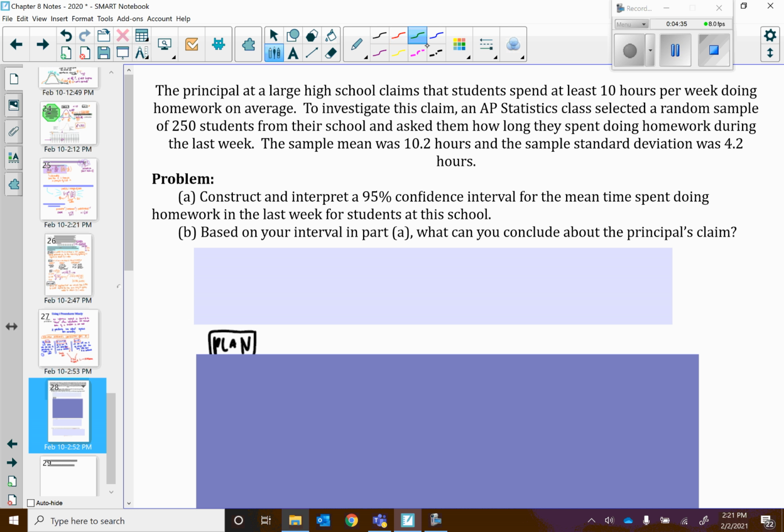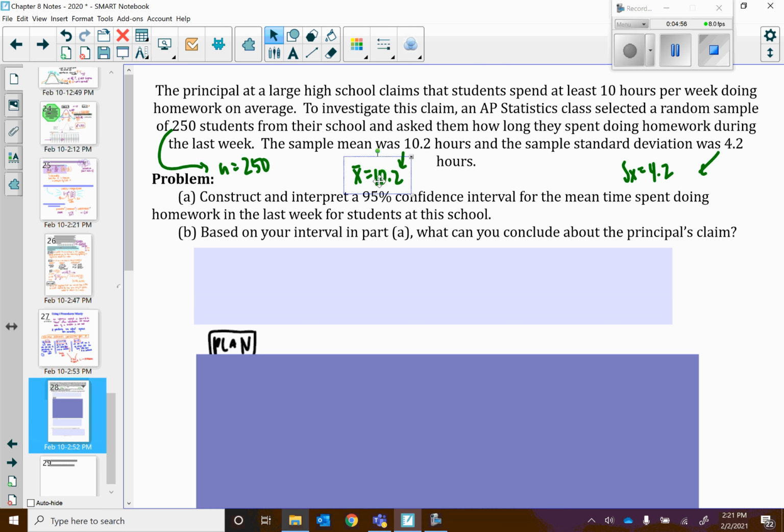So I'm going to start by saying, hey, I know n is equal to 250, our sample size. I see that the sample mean, x bar, is 10.2, and the sample standard deviation, s of x, is 4.2. I would highly recommend you pause the video as we go through and try your state, plan, do, and conclude all along, because I have a feeling you could definitely do this problem without me. But let's start. We're going to start with A, just the part that's like construct and interpret the interval. We'll get to B eventually.